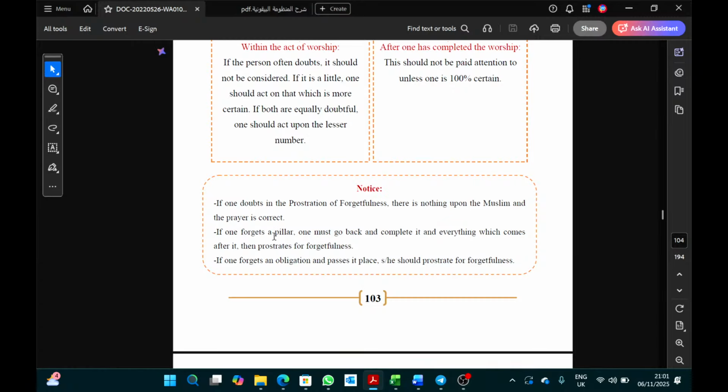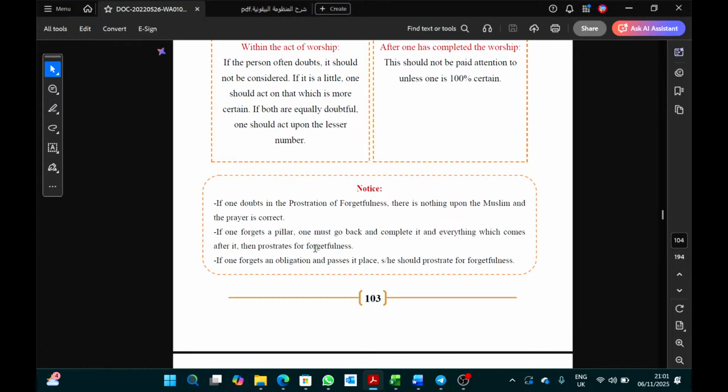If one forgets a pillar, he must go back and complete it and everything which comes after it, then prostrate for forgetfulness. So if you're in that position, for example, you're standing up from Fatiha, you're going straight into the sujood, then you're able to go back to standing and you go into ruku' and you carry on like normal.